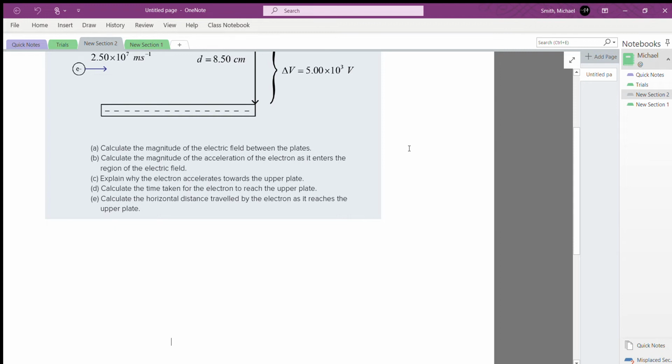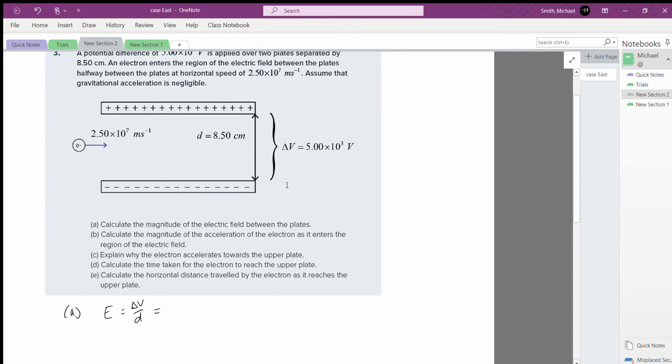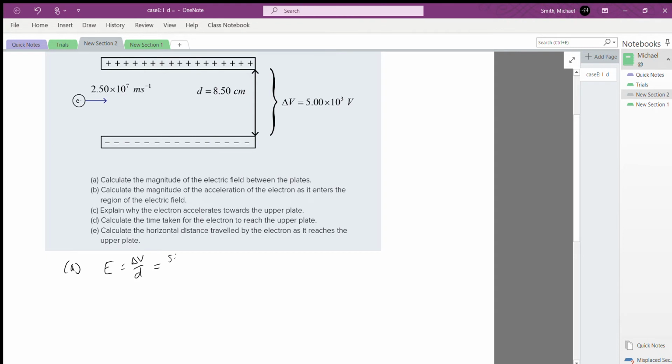So this is fairly straightforward. All we need to do is use the expression E is delta V over d, and here delta V is 5 times 10 to the power of 3, and the separation is 8.5 centimeters. And substituting that into our calculator, we get 5.88 times 10 to the power of 4 volts per meter.